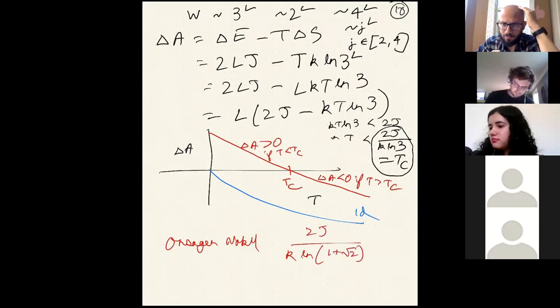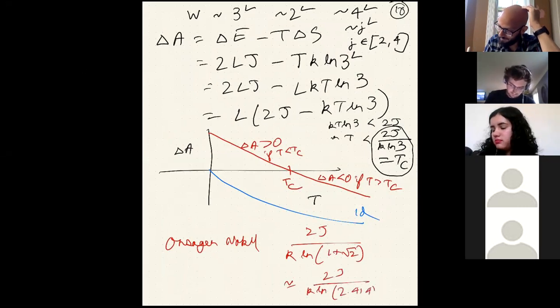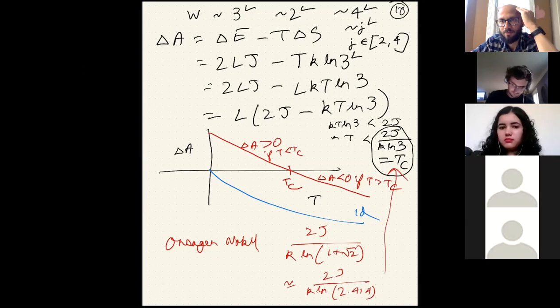Anyone remember the value of root 2? It's 1.414. So this is 2J by K ln 2.414. That's pretty good, with such a heuristic argument that we got to something. I mean, we should get half a Nobel Prize for this, right? No, we won't.